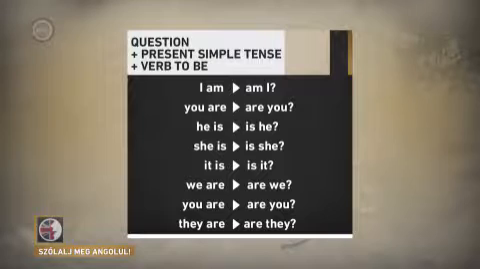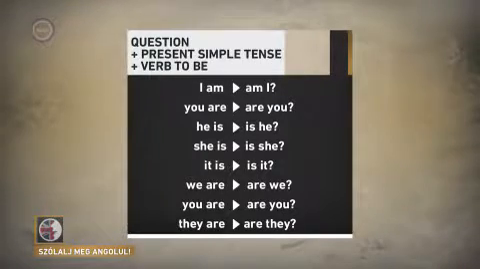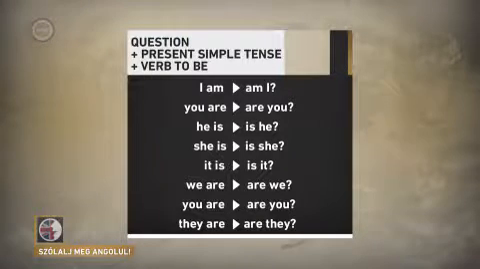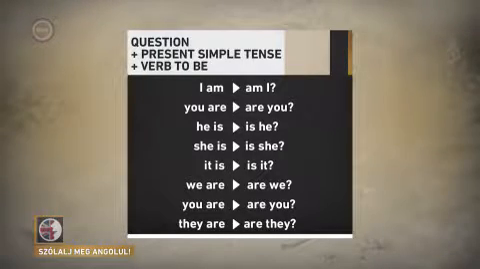I am becomes am I. What about the rest of the verb to be? Can you remember? You are becomes are you. He is becomes is he. She is becomes is she. It is becomes is it. And the plural forms? We are becomes are we. You are becomes are you. They are becomes are they.